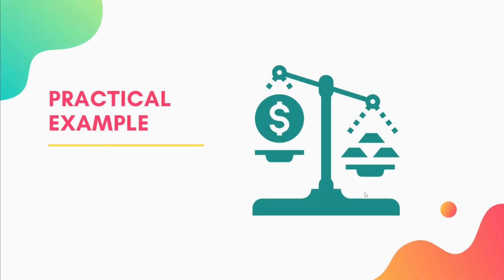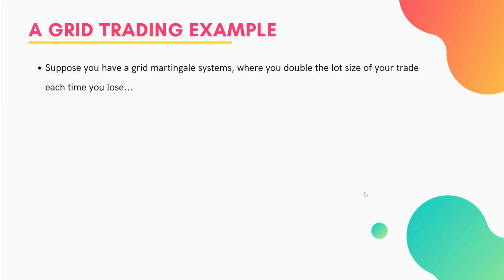So let's have a little look at a practical example for how we might use hedging and netting, or how they are different. So suppose we're making a grid trading system which has a martingale in it. So every time you lose, you double the lot size, so that in theory you would never lose if you had infinite money, but nobody does. So eventually you will lose all your money.